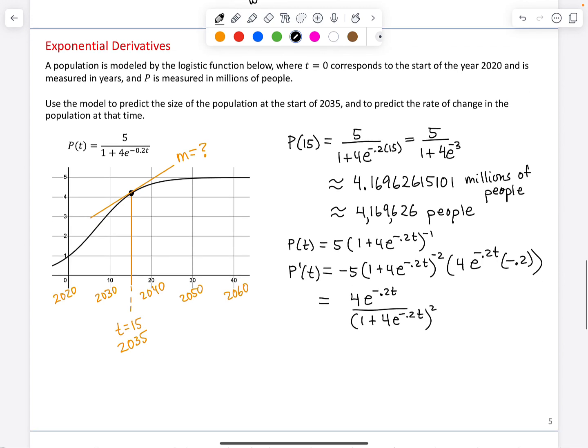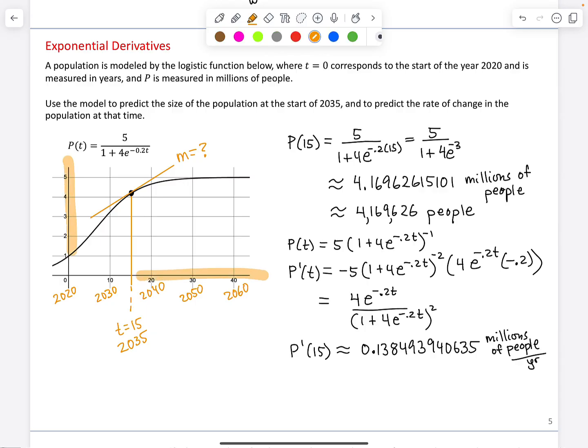So to find the slope of the tangent line, I now need to find P prime of that time, 15. And I'll go straight to a calculator for this. And we get approximately this decimal, whose unit would be millions of people per year, because it would be the unit of the vertical axis, which is millions of people, per unit of the horizontal axis, which is measured in years.